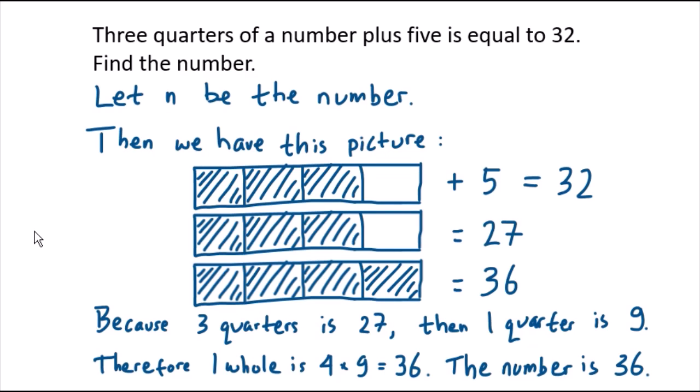Or if you have other method of finding the solution, you can also write like this. This is a visualization of the problem. The 3/4 of the number is 27, then you can determine that 1/4 is 9. So the whole thing is 36. So this is a correct way of writing.